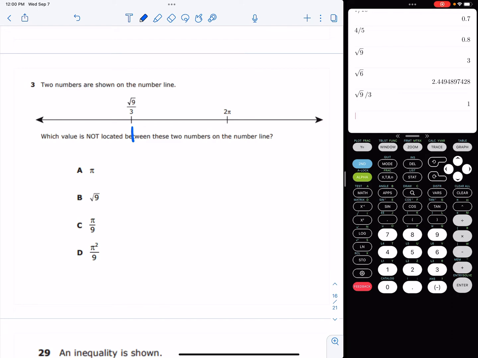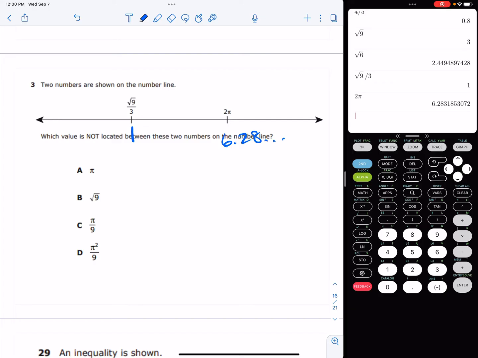So now we got to do 2 pi. So we do 2, and when we shove the 2 and the pi together, that means multiply. So we do second arrow key for pi, so we get 2 pi, enter. We find out that one's going to be 6.28, and it does keep going. So we want to figure out which one of those values is not in between.